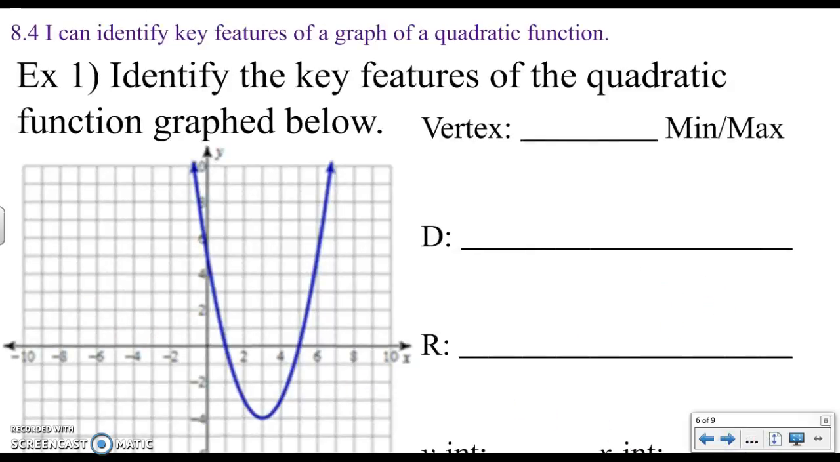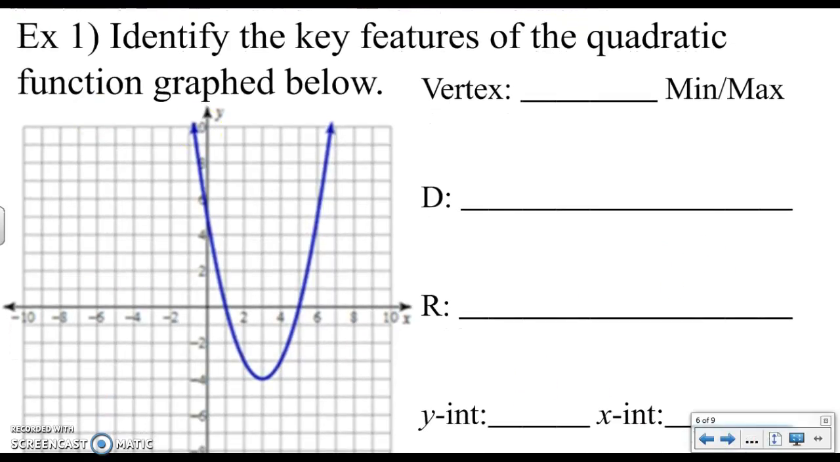Let's go ahead and go through some of these. Identify the key features of the quadratic function graph below. Very first thing is the vertex. Vertex is at the top or the bottom, where the change in direction is. So I have a vertex at the point 3, negative 4. 3, negative 4 is my vertex. And since that point is at the bottom of the graph, that would be a minimum. You're going to circle one.